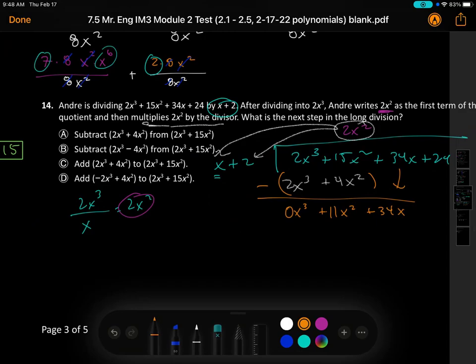Okay, so let's look what we have. After we multiplied, right? We multiplied, what do we do next? We subtracted 2x third from 2x third plus 5x squared.